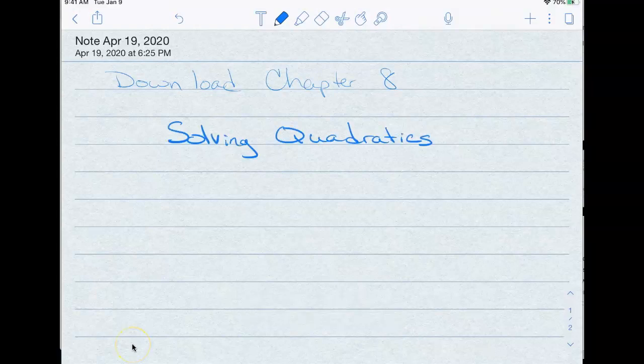What we're going to get to start working on now is how to solve quadratics. So our first look is to try to figure out what is this thing called a quadratic. And all a quadratic is, is if you have something that looks like this.